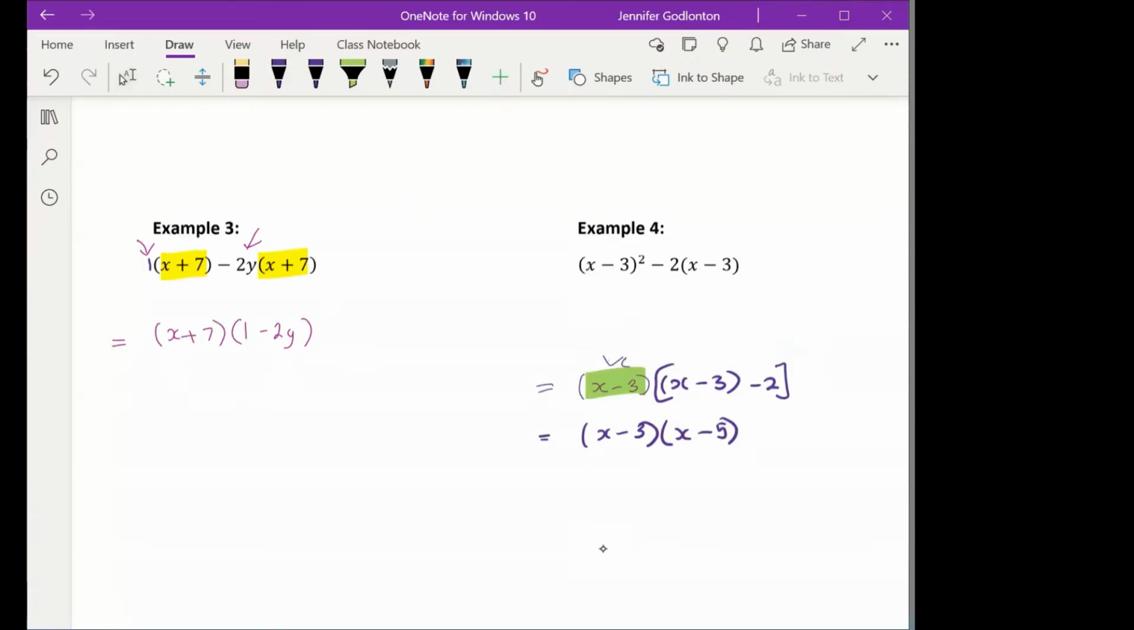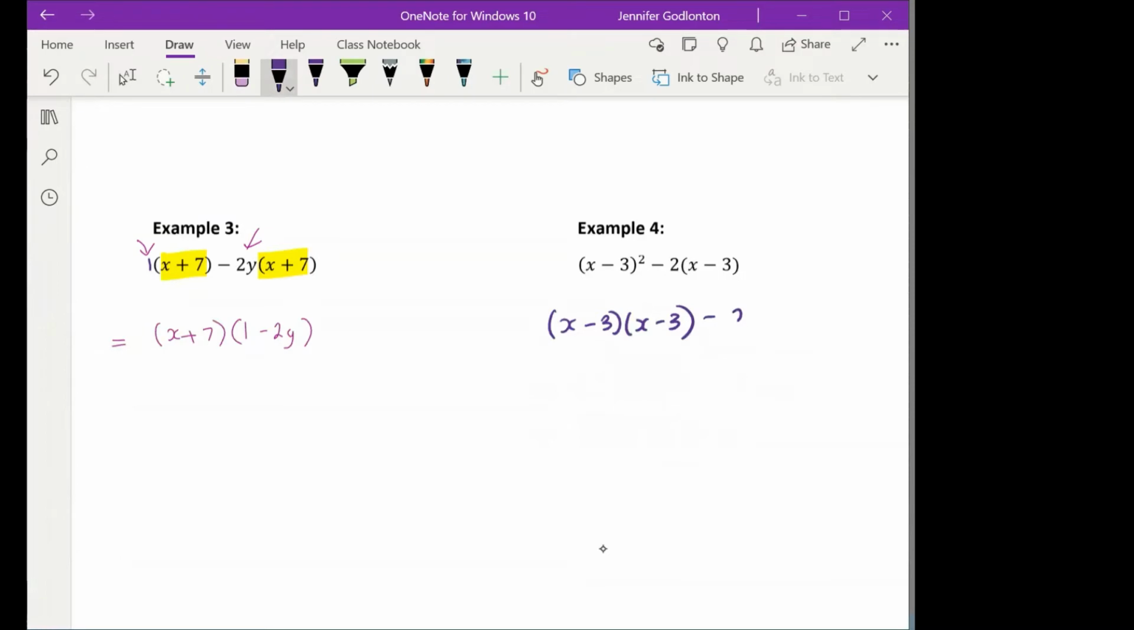Okay. In example 4, the only difference is that instead of having a number in front of our bracket, we've got two brackets and they just happen to be the same as each other. So this is one term and this is one term. And we're looking for something that is common in both of those terms. And in our case, we can see that x minus 3 is common in both of them. I can't take more than one. I can only take one from each term.